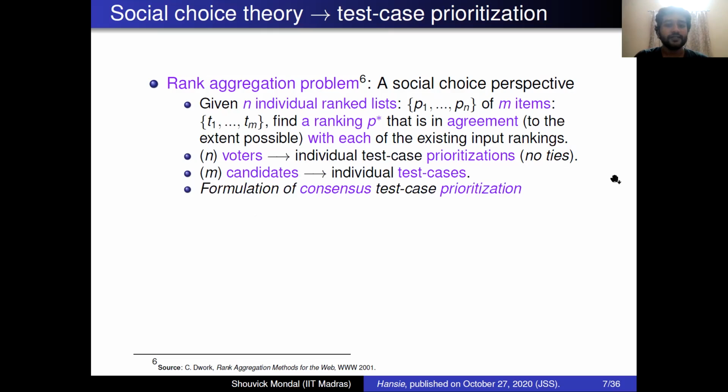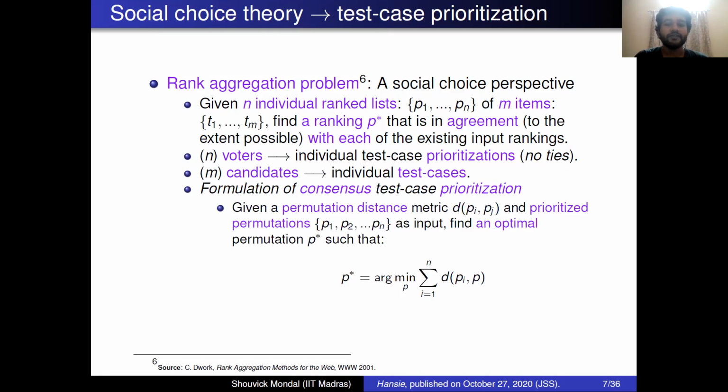So to formulate the consensus test case prioritization, given a permutation distance metric D, where Pi and Pj are two different permutations, and prioritized permutations P1 to Pn as input, find an optimal permutation P star which minimizes the sum total of the disagreements, in terms of Kendall-Tau rank distance, of P with each of the individual input permutations. Kendall-Tau distance is basically the number of inversions in one list with respect to the other.